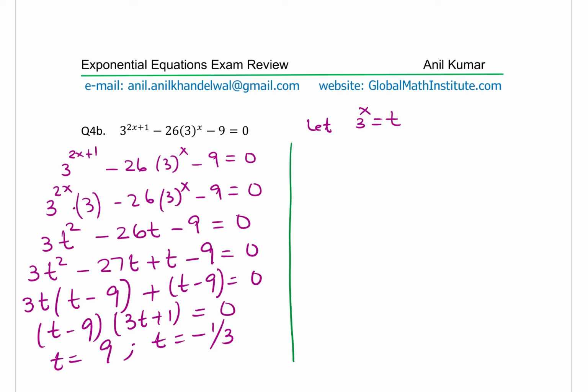Now remember that if 3 to the power of x is t, then what do you expect? We expect t to be greater than or equal to 0, right? So therefore, we'll take the valid answer, which is t equals 9, but we cannot take the other answer, which is not valid.